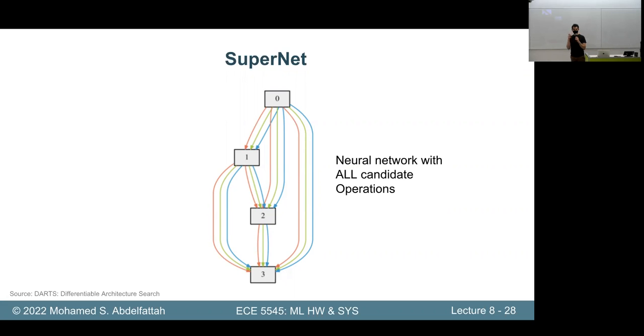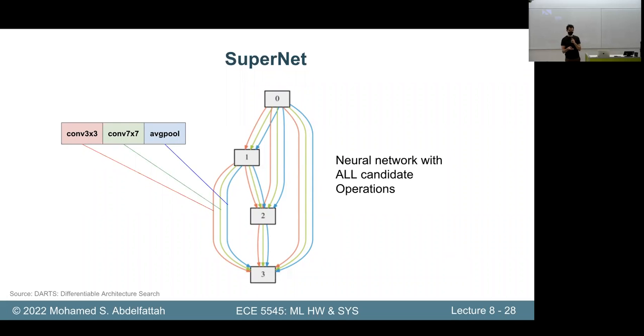So basically, what I'm showing here is that we can construct a network, or a cell in this case, that has all possible choices. If in each one of those edges I can choose either a conv 3x3, 7x7, or average pool, I can build a neural network with all of these choices. That's what people typically refer to as a SuperNet, which is a superset of all of the possible networks in my search space.